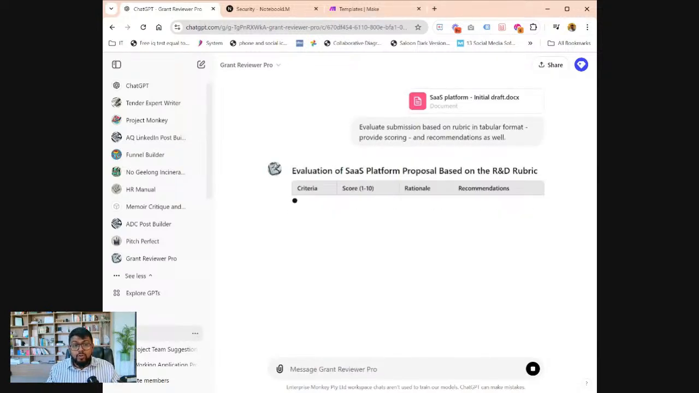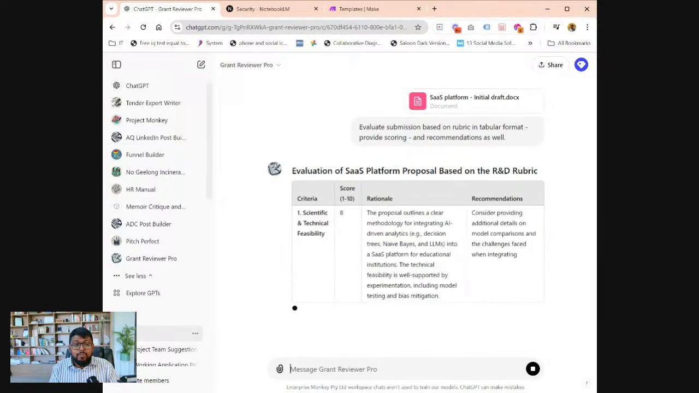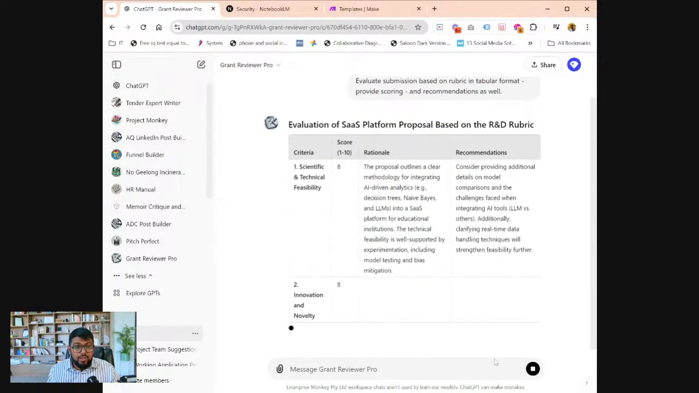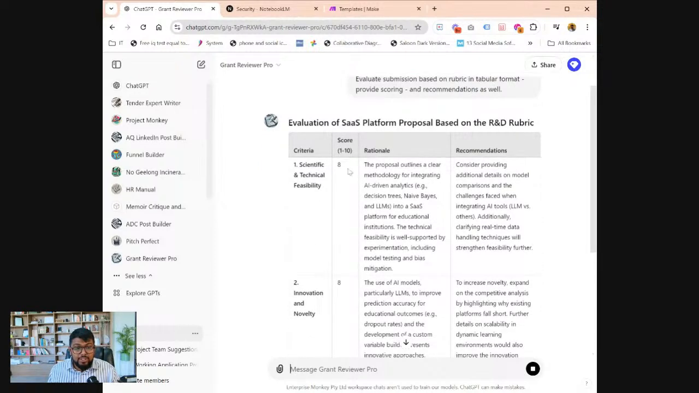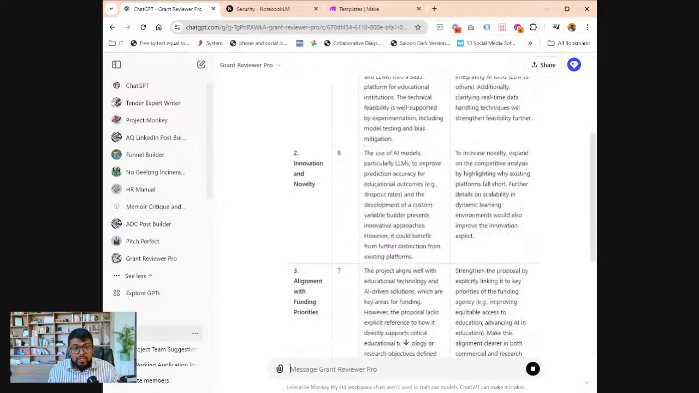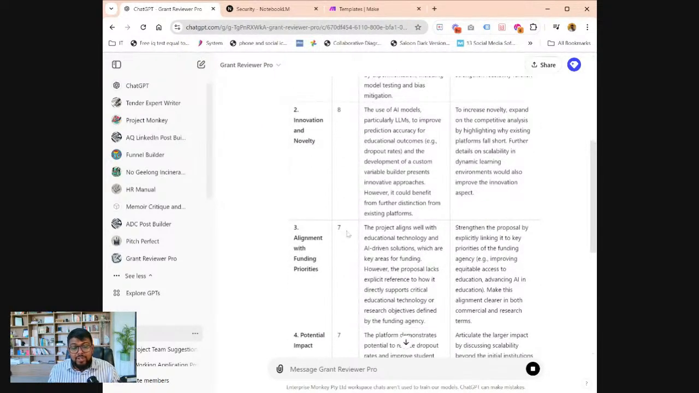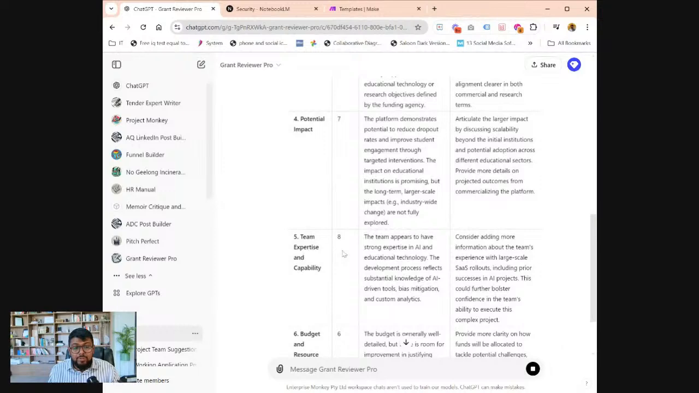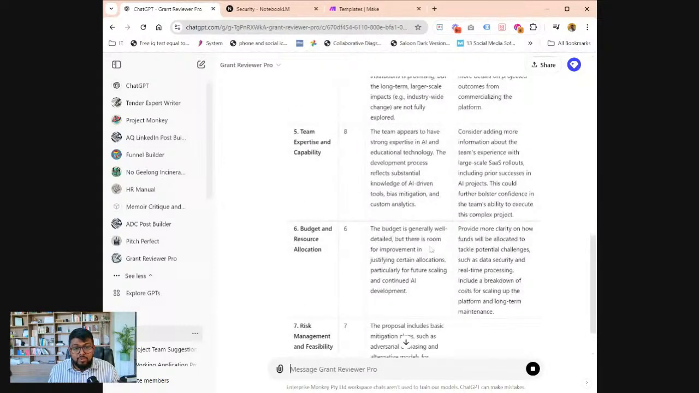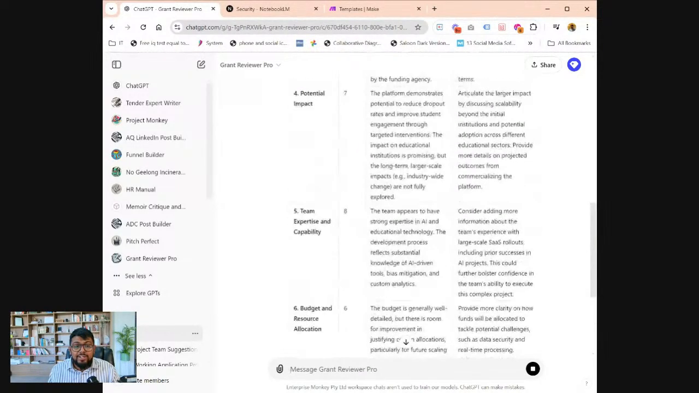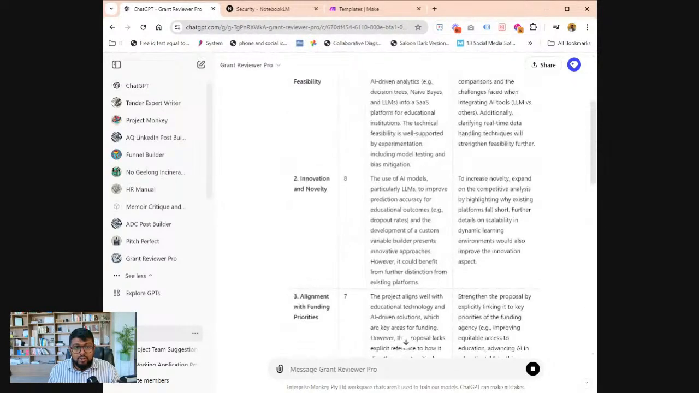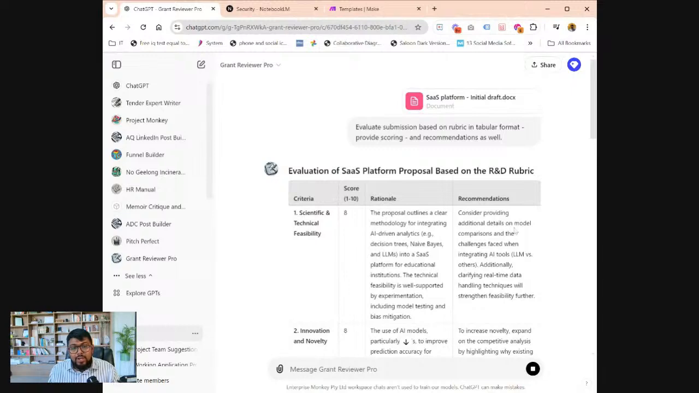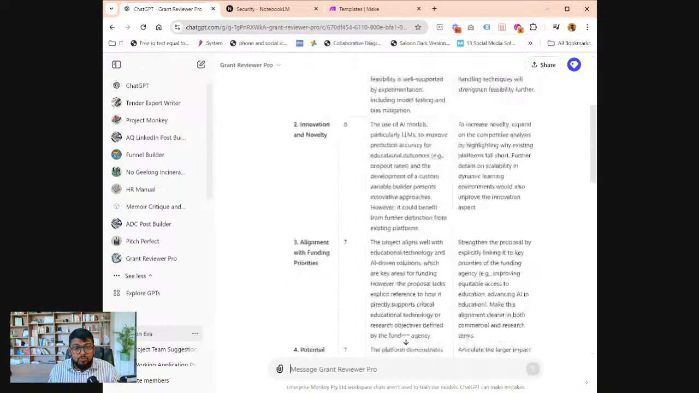It's going to look through that document and create a table based on the criteria that the government has specified for R&D submissions, and then score them, saying, okay, so with scientific feasibility, it scores 8. It's clear, but the recommendation is this. Alignment with funding priorities is 7. Potential impact is 7. Team expertise and capability is 7. Budget resource allocation is 6, and so on. And it's actually telling me the rationale and what the recommendations are that come out of it.